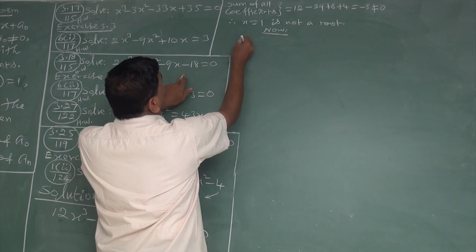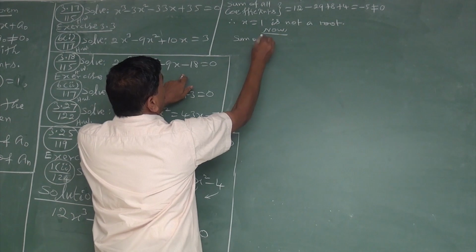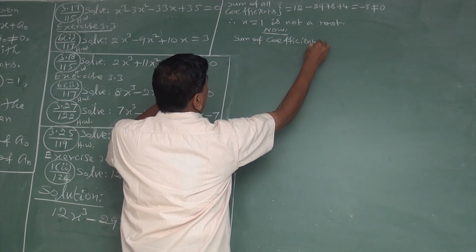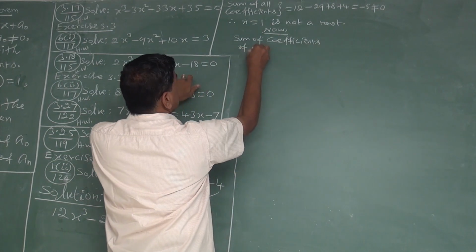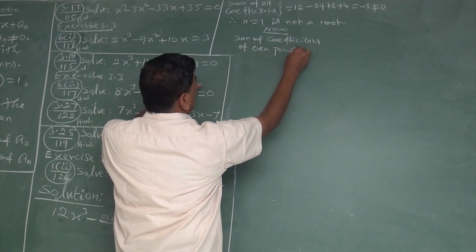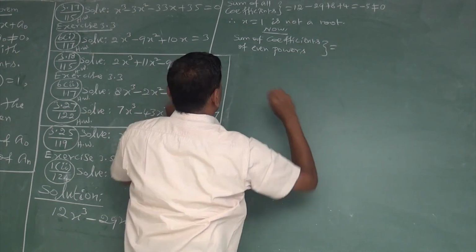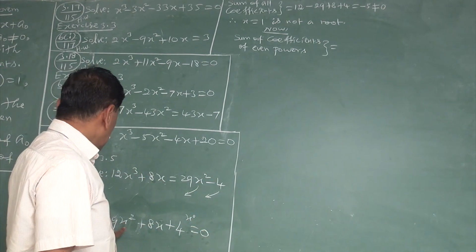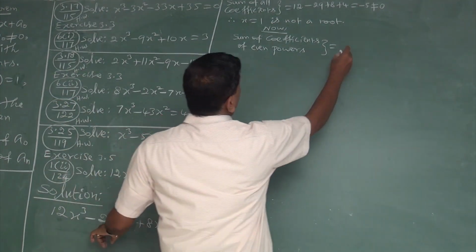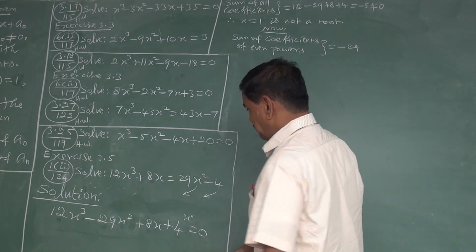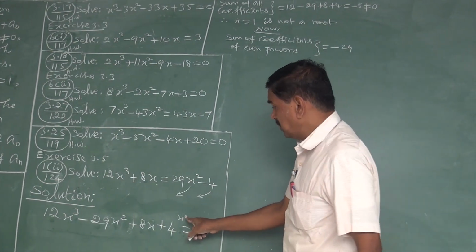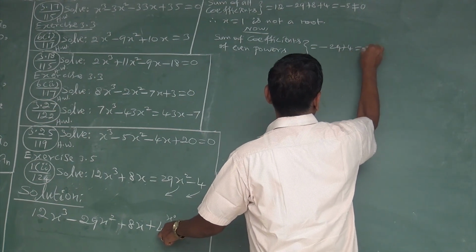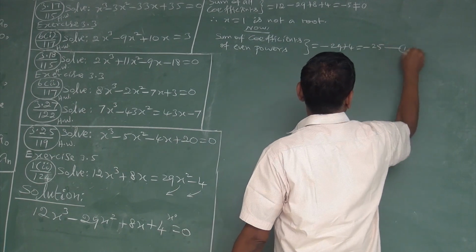Listen. That is sum of coefficients of even powers. Which is equal to sum of coefficients of even powers. Already we have the rough work. Say x square coefficient minus 29. Next, x power 0, so 0 is considered as even power. Therefore plus 4, which is equal to minus 25. Let it be the first equation.